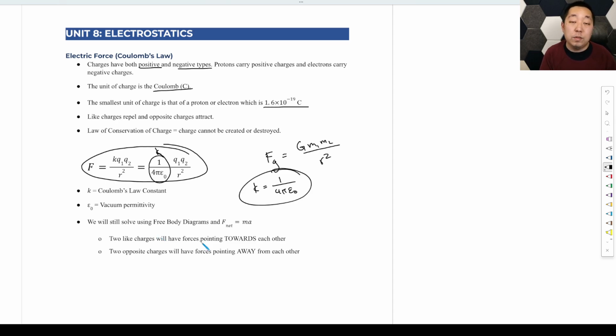Now, this is the only equation we've introduced at this point. We still do the exact same thing we did in mechanics, which is to draw our free body diagrams and apply F net equals ma. The only difference is we've introduced a new force. And the rules are two like charges will have forces pointing away from each other, and two opposite charges will have forces pointing towards each other. That's because opposite charges attract, like charges repel.